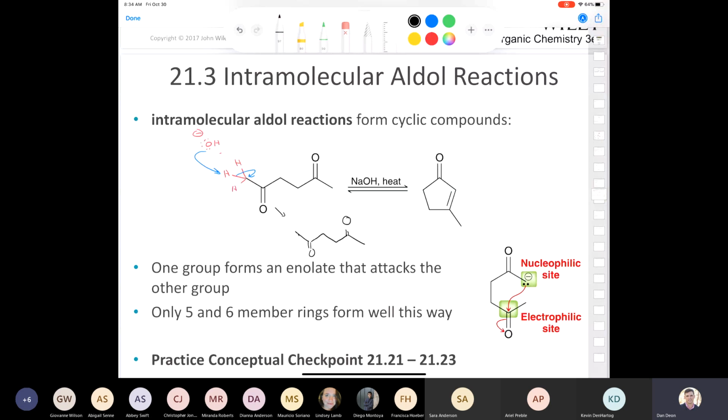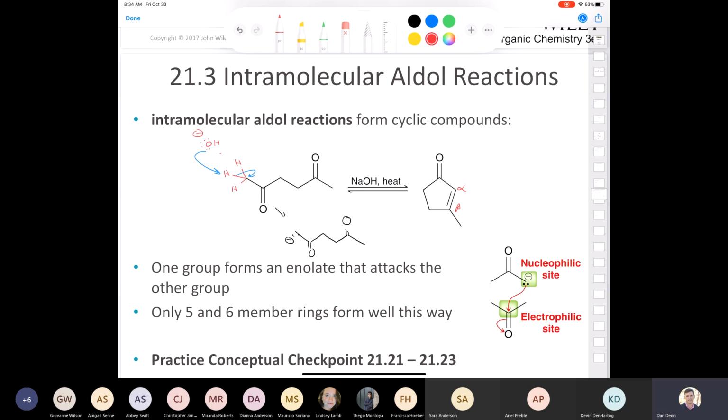Now I've got a nucleophile, and I've got an electrophilic carbon all in the same place. That's what's drawn right here. You just kind of curved it around so you can see how the ring is formed. So what's going to happen here is we're going to get an alpha, beta unsaturated ketone in this case.